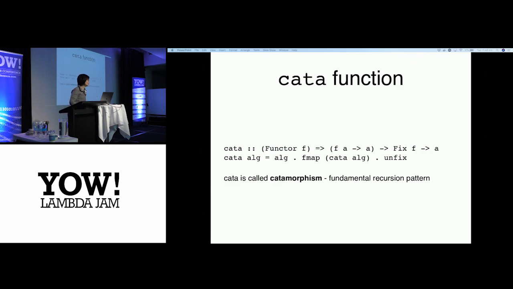Here is the signature. Don't worry about the logic. In functional programming we only care about the type, programming by type. Here it is, that's the type required for this cata function. And this cata function has a formal name: it's called catamorphism. One of the scary things in functional programming is that there are lots of unfamiliar terms, but they are just names, so don't be scared. And this is the first fundamental recursion pattern.